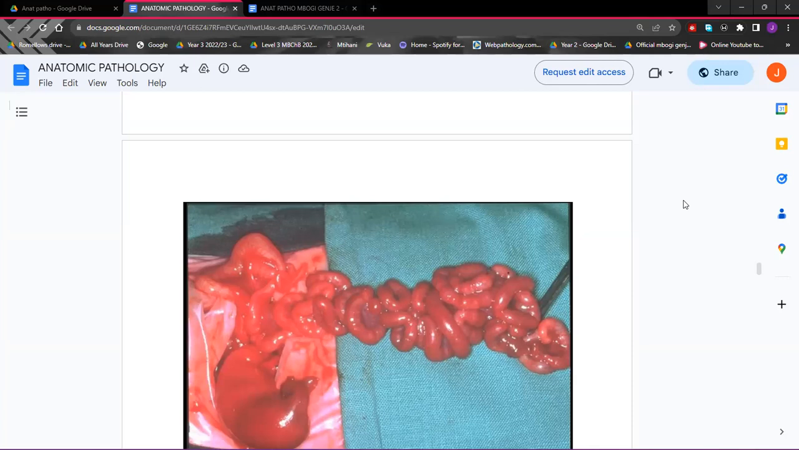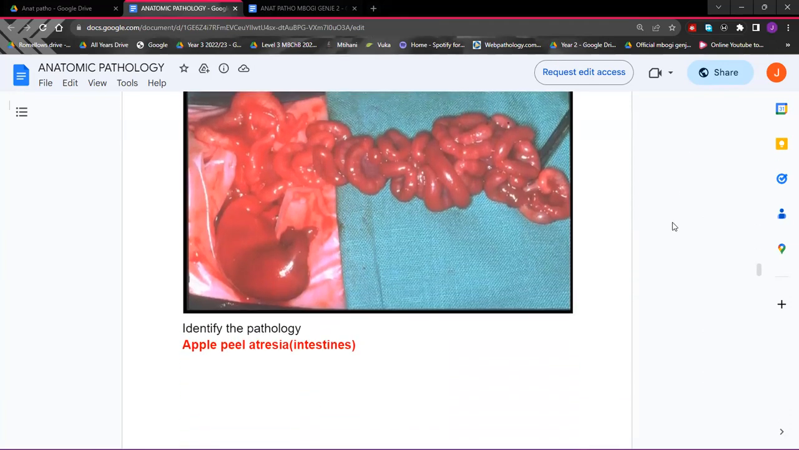Yeah, so this is called apple peel atresia. This is a sort of a congenital anomaly where you have the proximal jejunum ending blindly and also the distal small bowel wraps around its blood supply in a spiral manner, leading to this kind of apple peel appearance. That is what you call apple peel atresia. Right? And I see most of you are spot on with that. Okay, move to the next one.